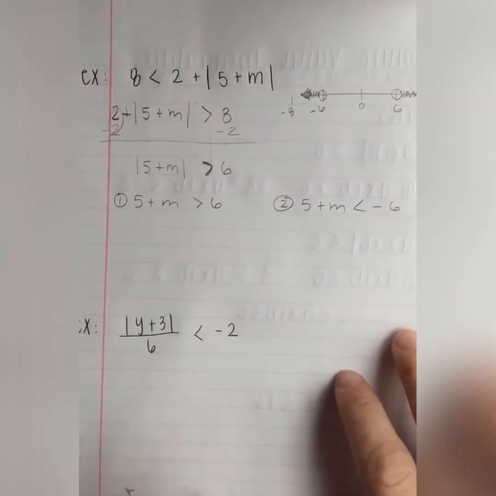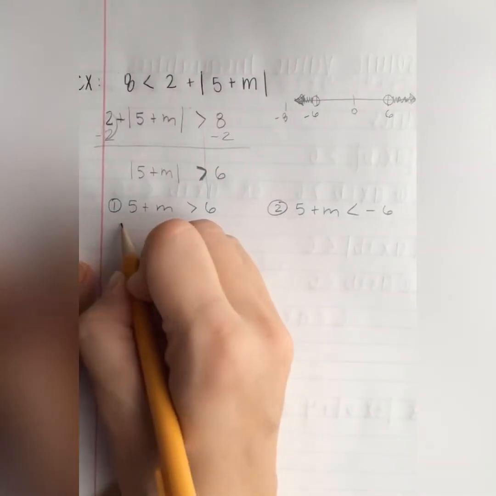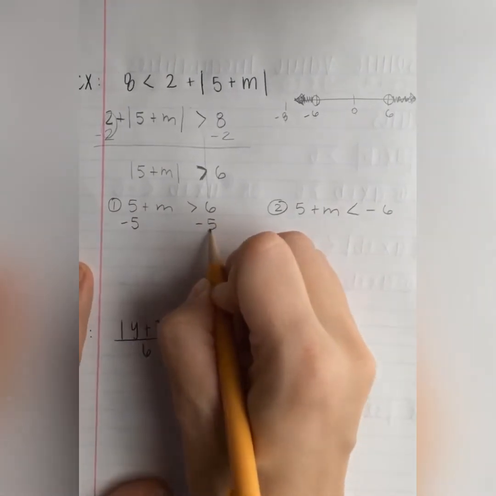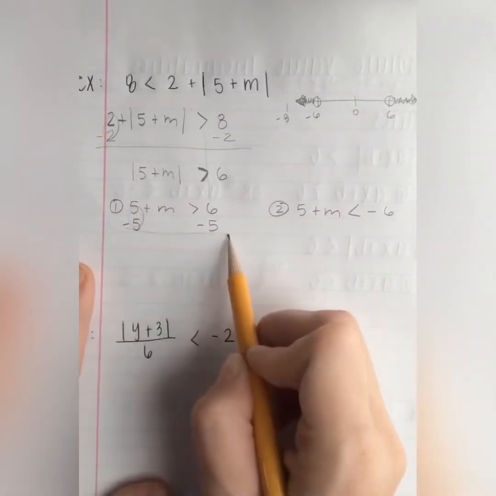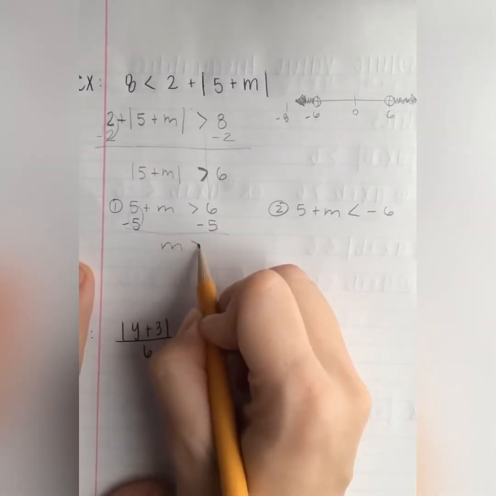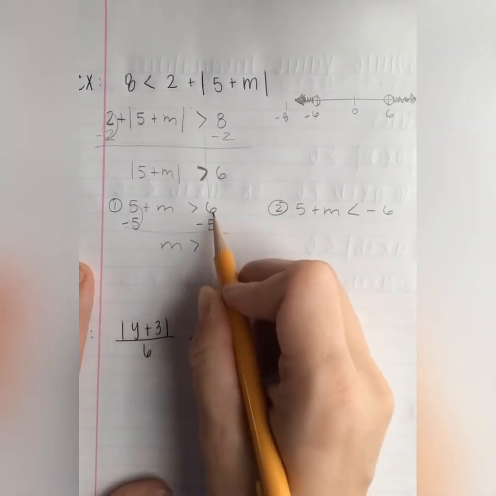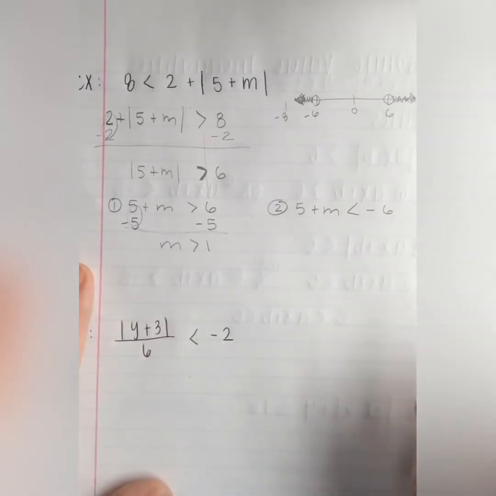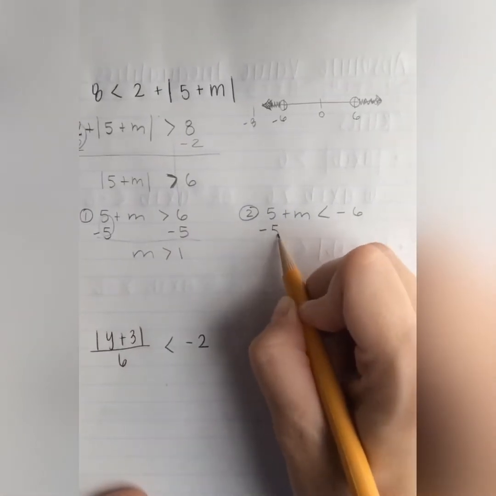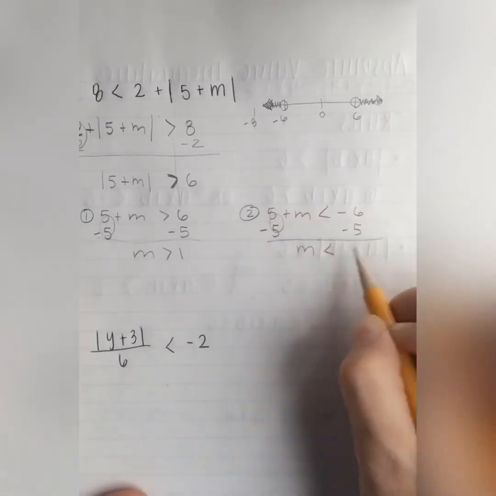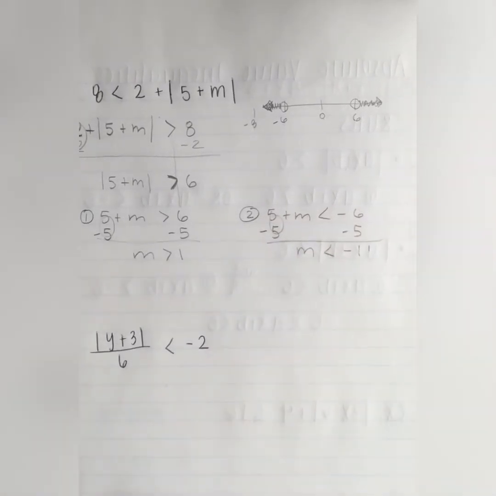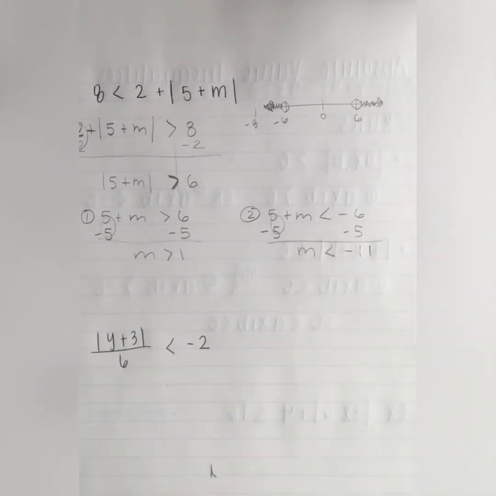And then from there, we just got to solve. So we're going to subtract 5 from both sides to get that m by itself. We're canceling out that +5. So I have m needs to be greater than 6 minus 5 is 1. Same thing, subtracting 5 from both sides. So we have m is less than -11. Okay, so those are my two answers.